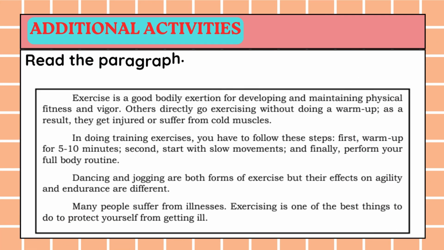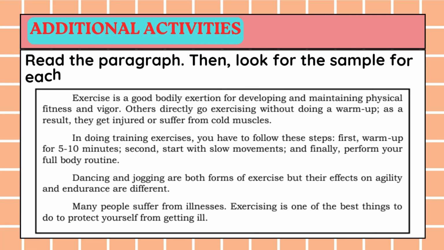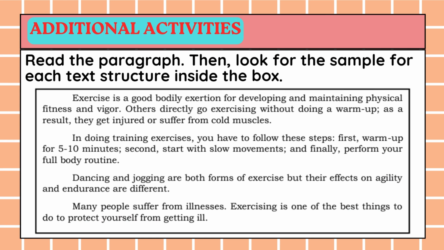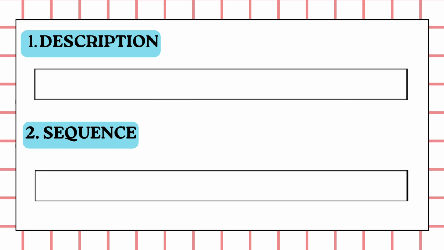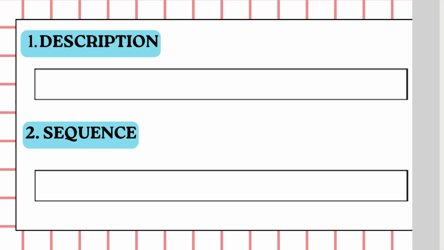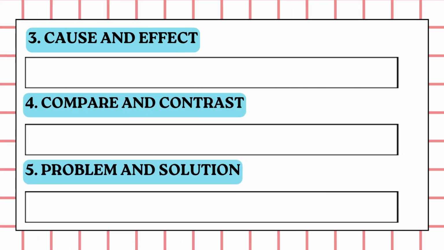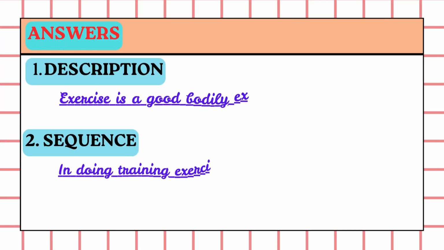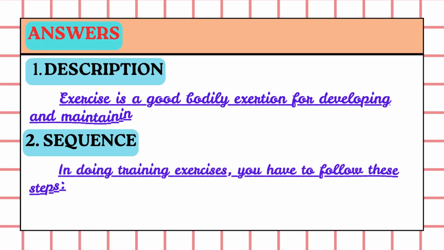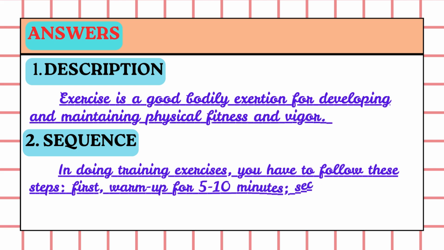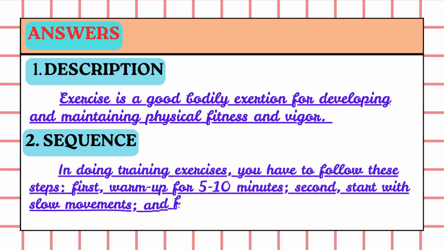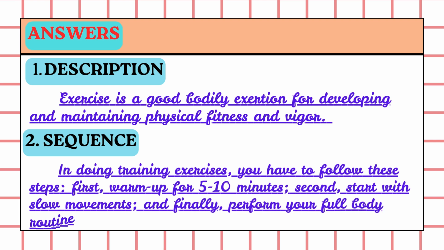Additional activities. Read the paragraph. Then, look for the sample for each text structure inside the box. Here are the correct answers. 1. Description. Exercise is a good bodily exertion for developing and maintaining physical fitness and vigor.